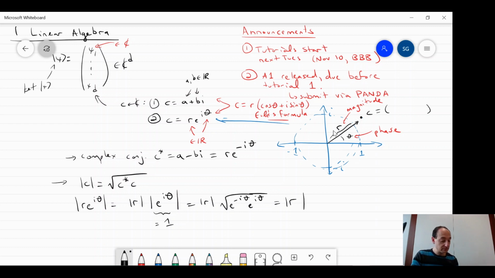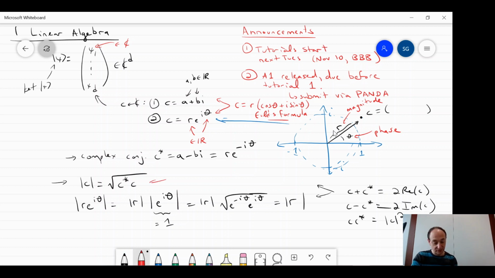Okay, so two very quick identities you always want to remember. If I have a complex number and I add its complex conjugate, this is just going to be 2 times the real part of c. The imaginary part will be killed off. If you subtract it, you'll get 2i times the imaginary part of c. And then c times c star is just what you see over here, which is the absolute value of c squared. That's essentially this definition here.